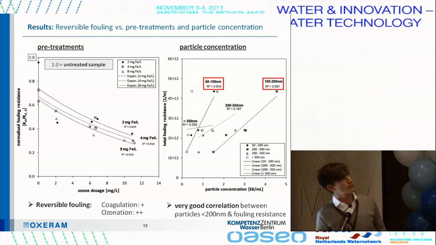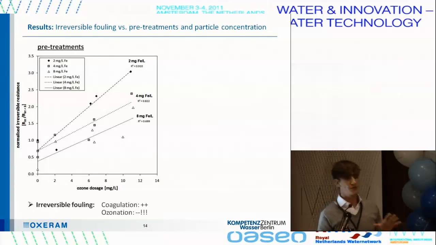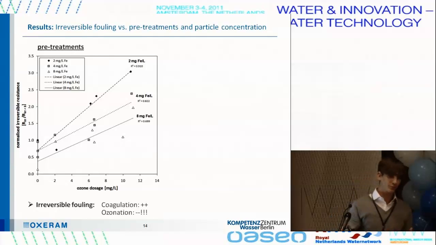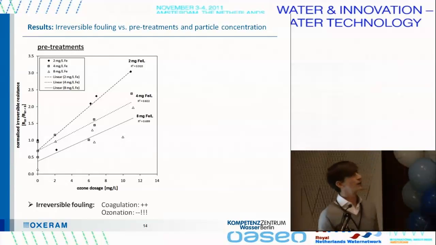But what's with the irreversible resistance? That's a resistance which can't be removed by a hydraulic backwash. And there we observed another effect: you see the normalized irreversible resistance over the ozone dosage. And we see that with an increasing ozone dose, we have bad effects and can't recover as much flux as in the untreated sample. But the dose of ferric seems to compensate this effect.